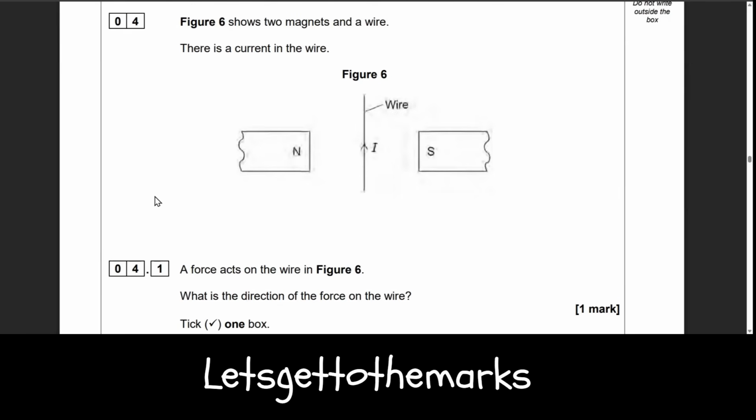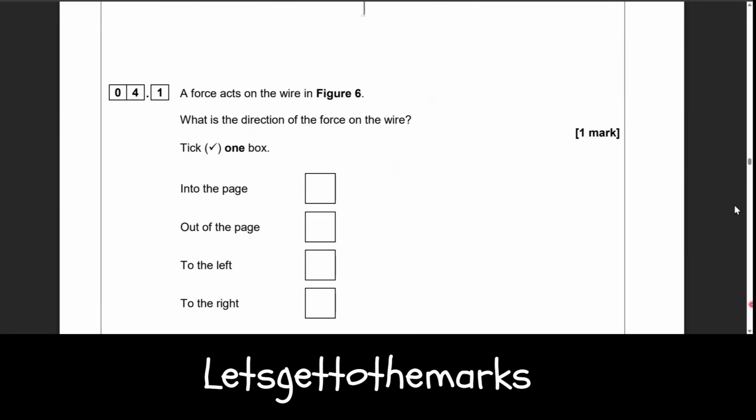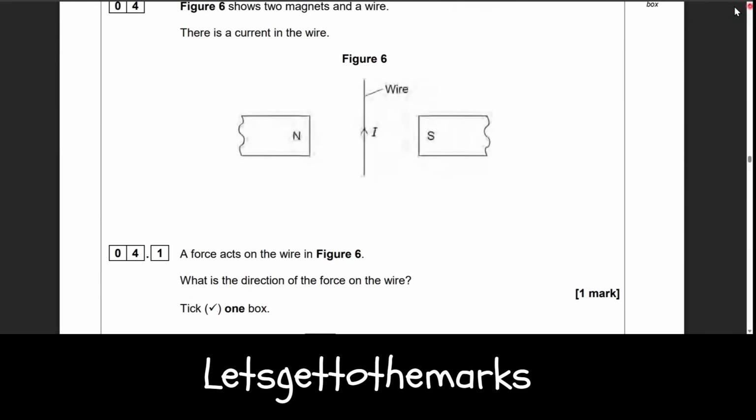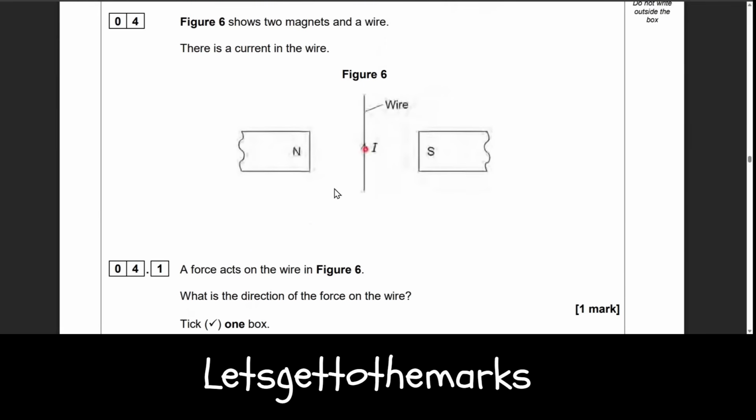We're on question 4. At long last, it's taken forever. Figure 6 shows 2 magnets and a wire. There is current in the wire. A force acts on the wire. What is the direction of the force on the wire? 1 mark. Is this multiple choice? Let's have a little butchers. Into the page, out of the page, to the left or to the right. Why don't you pause the video, have a go at this, see if you can work out whether the wire moves into the page, comes out of the page, or goes left or right? And then I'll go through the explanation.